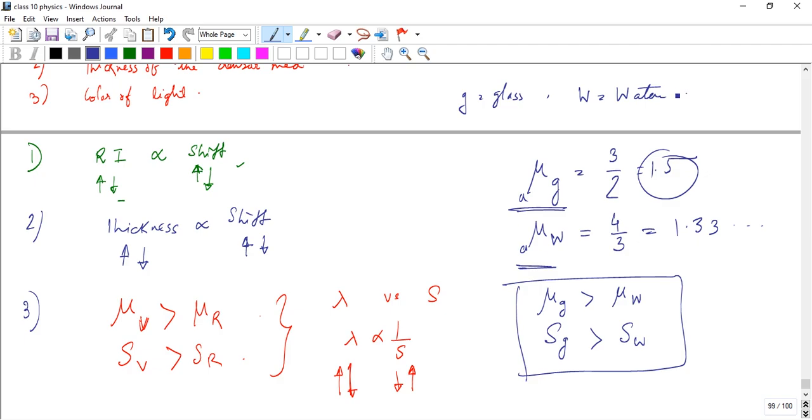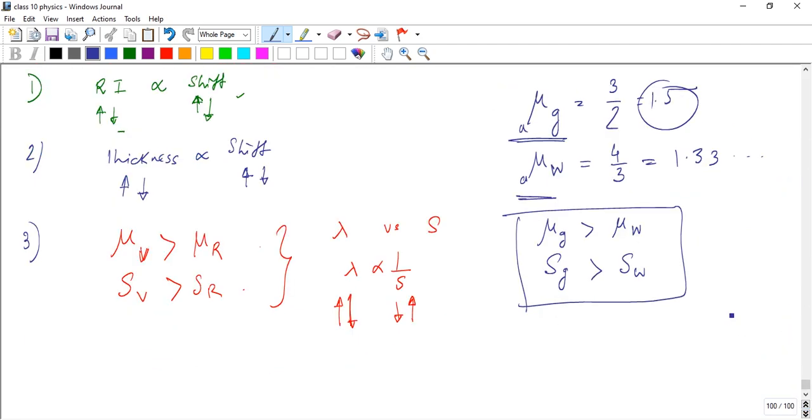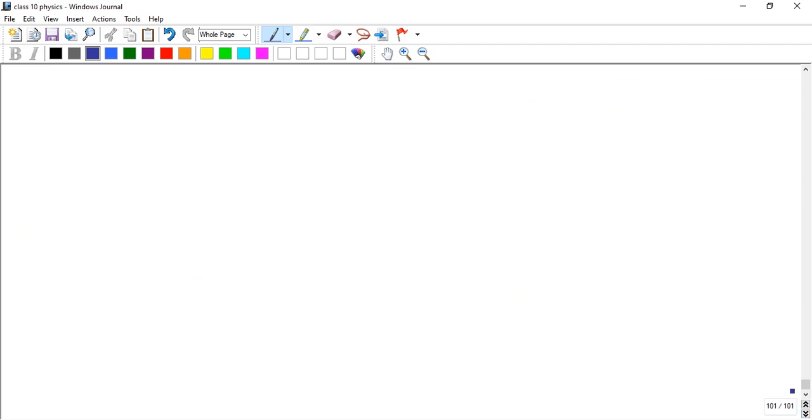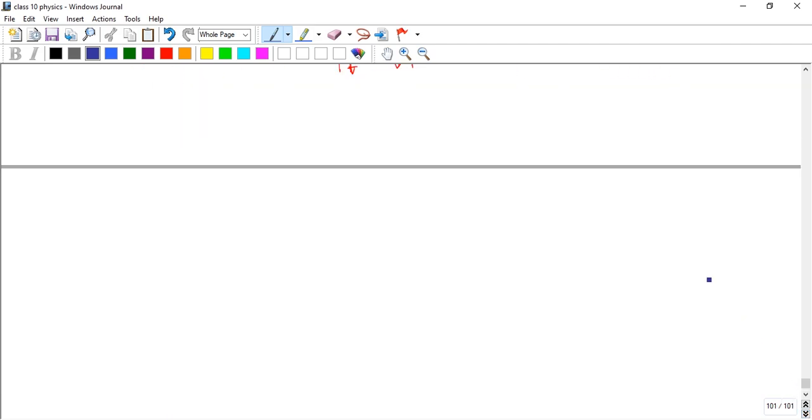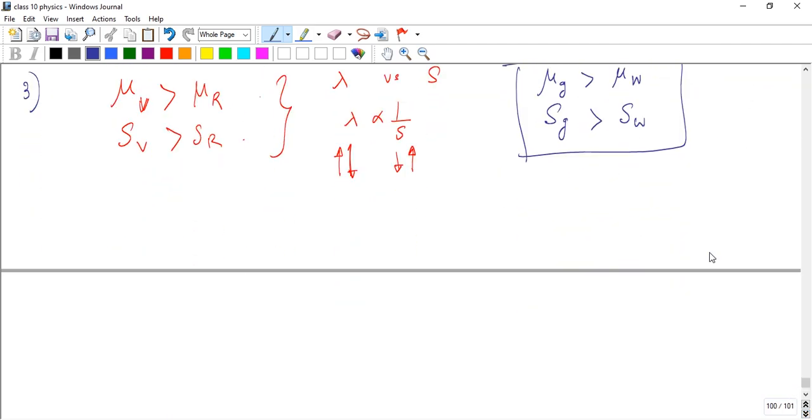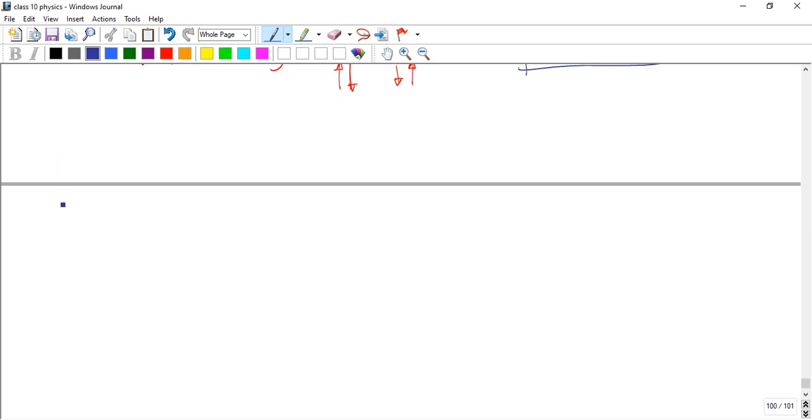There's some example here: taking the apparent bending of a stick underwater. Bending of a stick underwater.